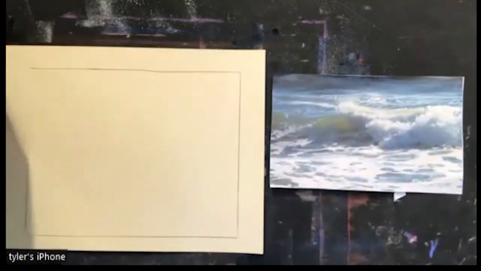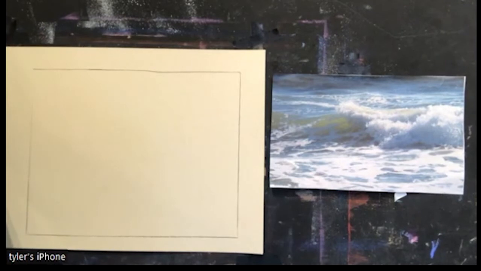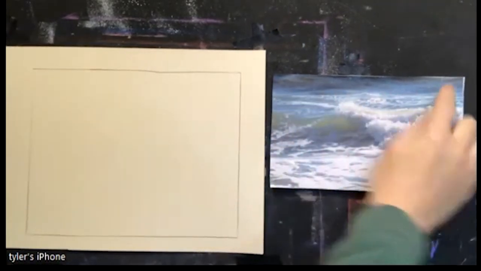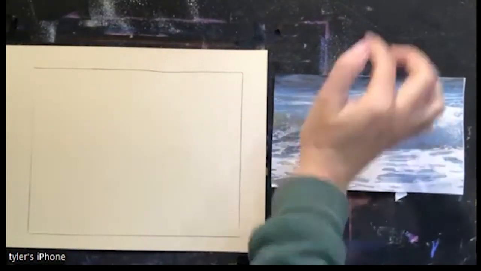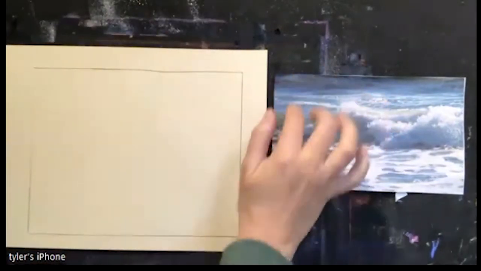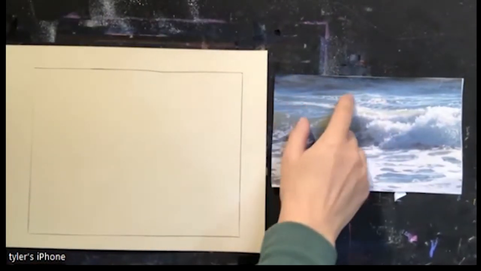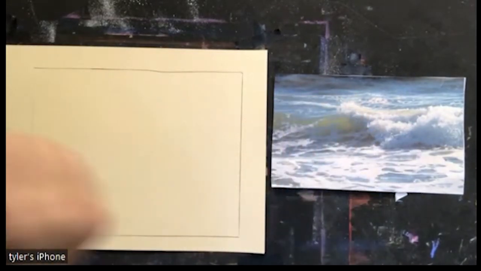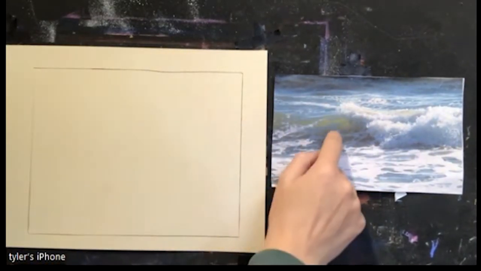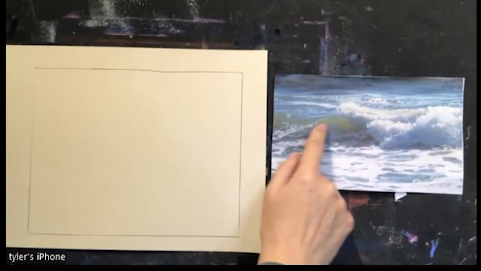Hold on. Because this part here, all this blue right here, is all reflection from the sky. It's telling you it was a bluebird day. And underneath it is what we're going to paint as that underpainting. And it's the green. It's a dark, dark green.